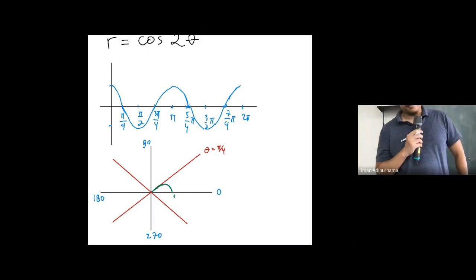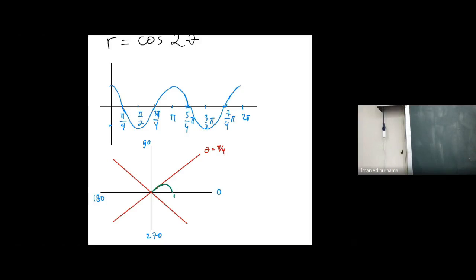Now from pi over 4 to pi over 2. So pi over 4 here, pi over 2 here. So it should be from here to here, right? If all positive, it should be this way. But we see here, from pi over 4 to pi over 2 it is negative, right? So it should be from 0 to negative 1. Let's just think positive first. It should be here, but because it's negative, we need to mirror this curve to this line, and we get here. Okay?